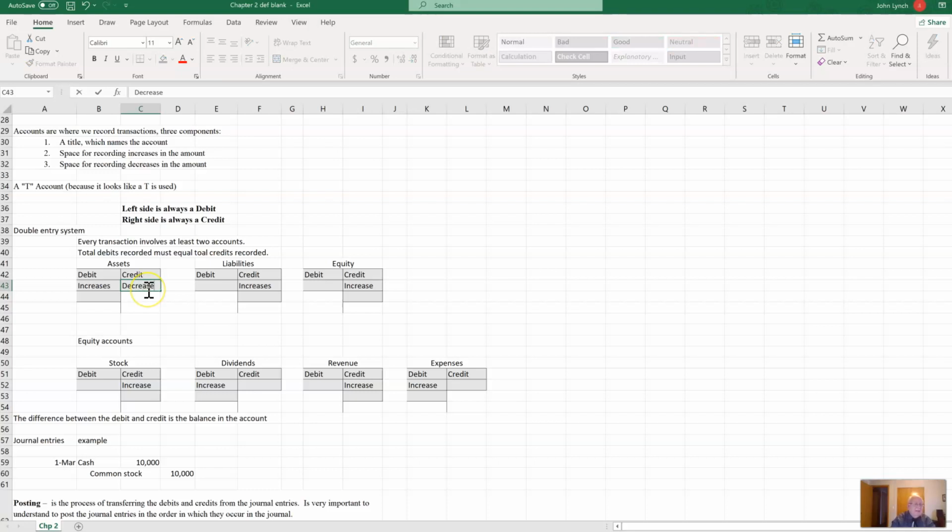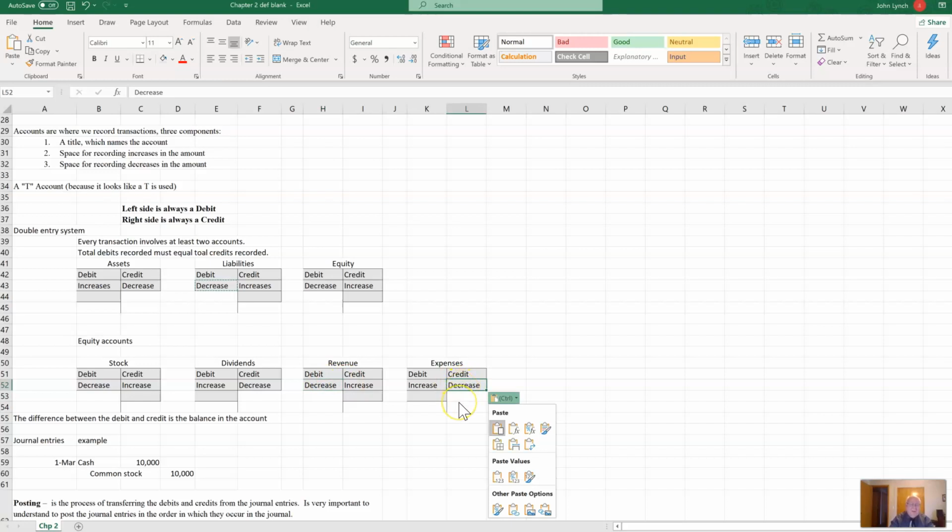When you want to reduce an asset, you credit the account, you debit a liability, and you debit the general equity account. So common stock would be a debit to decrease. Dividends, however, is a minus, so that's subtracted off. So a credit decreases a dividend, a debit decreases revenue, and a credit will decrease the expense account. Now the other line I have here is your normal balance.